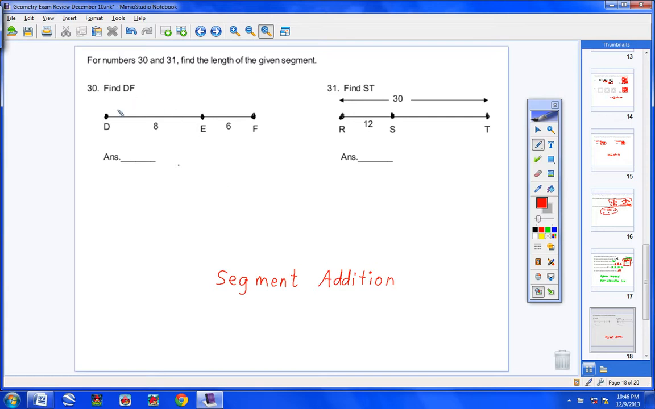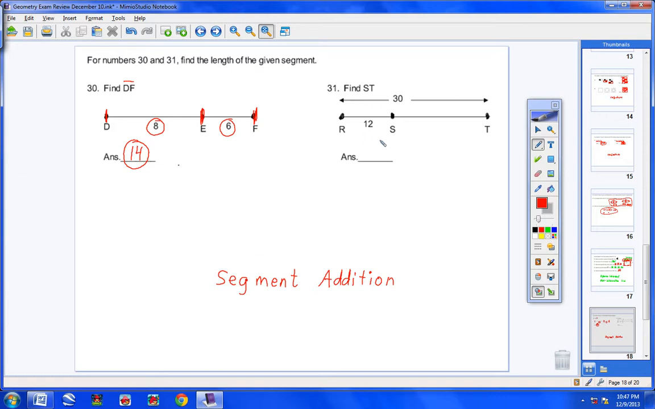All right, here we go. Number 30. Sorry for yawning, excuse me. Find segment DF. So from here all the way to here. Well, that should be pretty easy. I mean, we know from here to here we have a length of 8, and from here to here we have a length of 6. So the entire length all the way across of DF would be 14. And that's just called segment addition. All right, not too difficult.